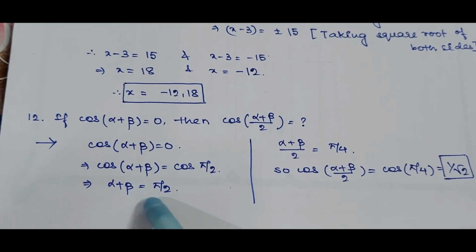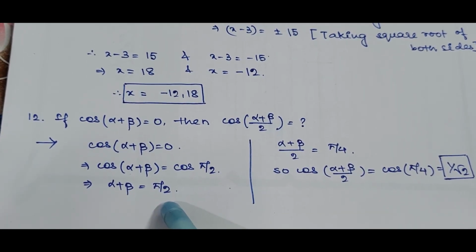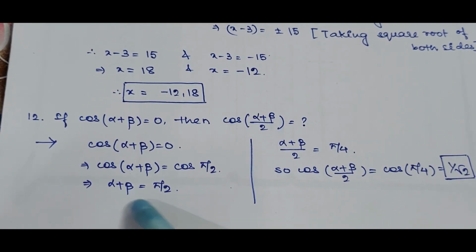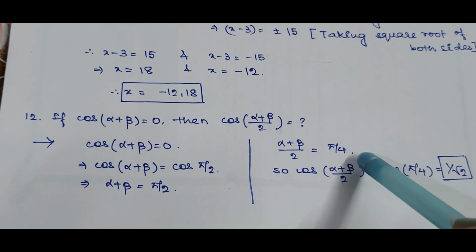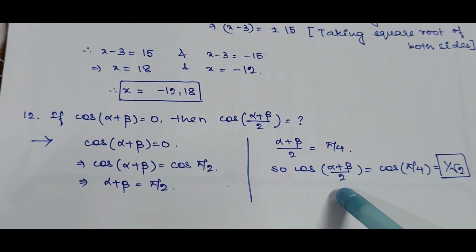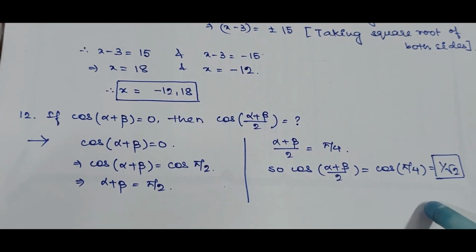So alpha plus beta is equal to pi by 2 or 90 degrees. Now alpha plus beta is pi by 2, so (alpha plus beta) by 2 is pi by 4. So cos((alpha plus beta) by 2) is equal to cos(pi by 4), which is 1 by root 2.